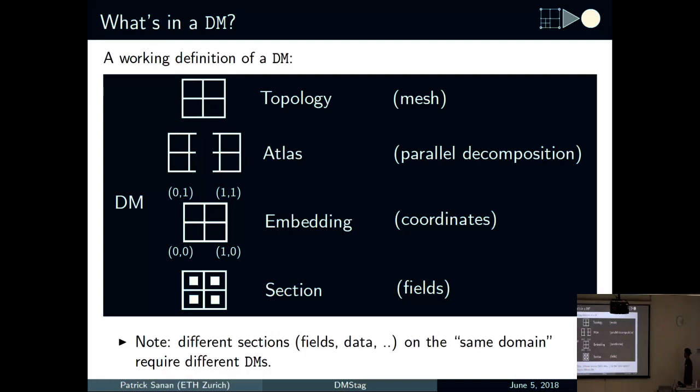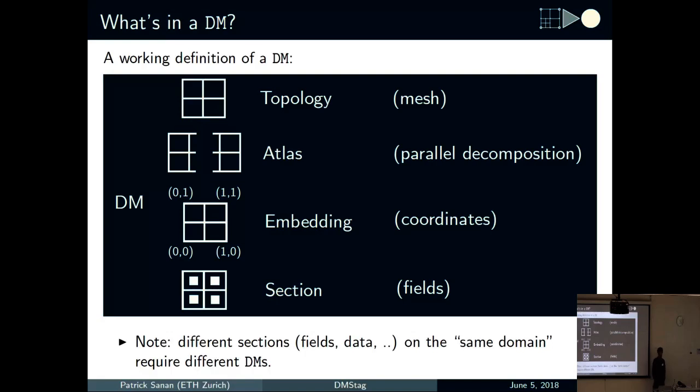So this is my working definition of what a DM is, which informs the development. I think of it as these four things, which are a fancy word and then perhaps a less fancy word here. Some topology, so what points are connected to what points. An atlas, which points go to which subdomain, so what the charts are if you want. What the embedding is, what coordinates we put on top of this mesh, and the section, so what data lives on the mesh.